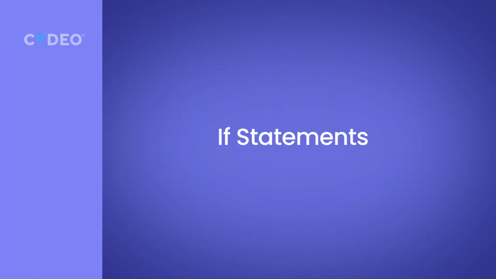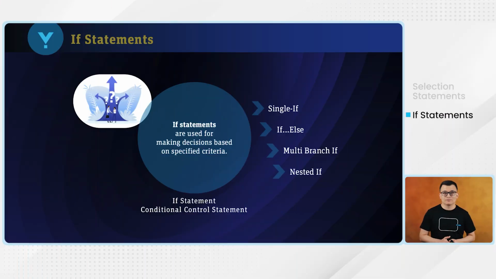So what are if statements? If statements are used for making decisions based on specified criteria. They are also known as conditional control statements because you specify the condition in the if statement's expression. The expression needs to be a Boolean, and you will give your Boolean condition. The execution of the code in this block depends on the evaluation of the Boolean expression. If the Boolean expression evaluates to true, our code will be executed. Otherwise, the code within that block will not be executed.